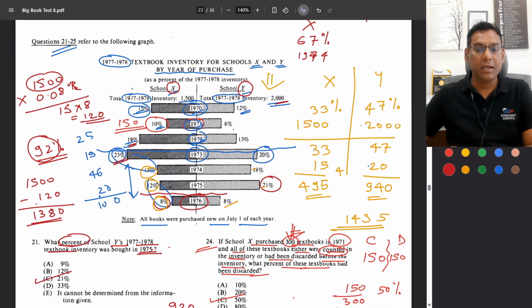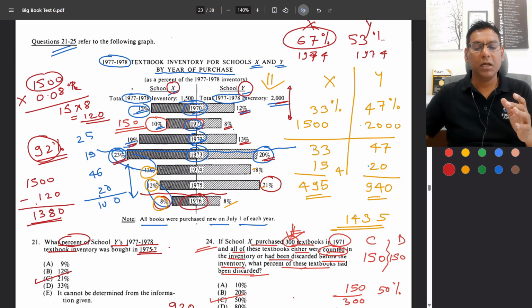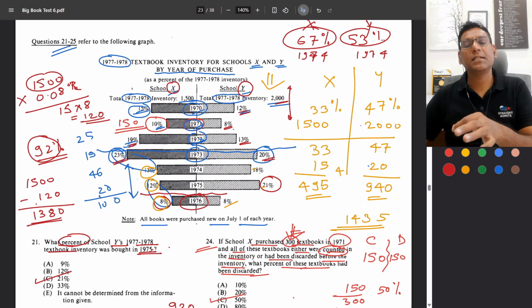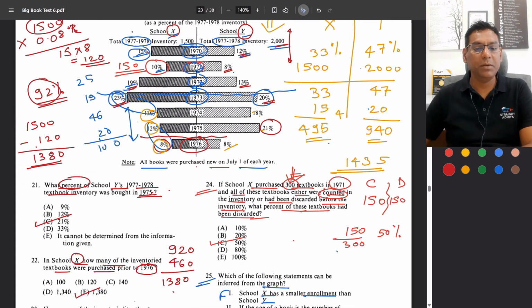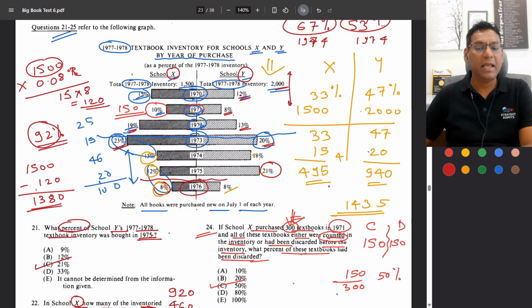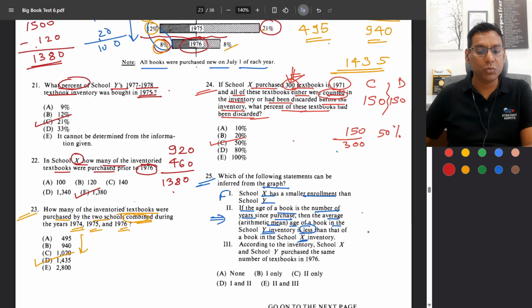74. Okay, and for Y, that number is 12 plus 8, 20 plus 13, 33 plus 20, 53. 53% is coming before 1974. So if I look at half of that period, most of the books are quite older in X than in Y. That means the arithmetic mean, the average age for this, is going to be much older for X.